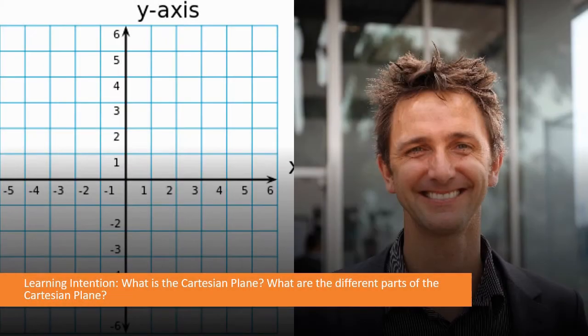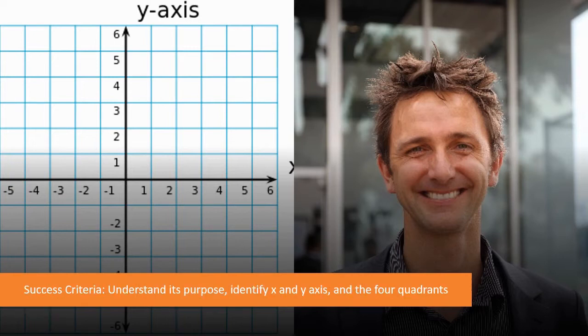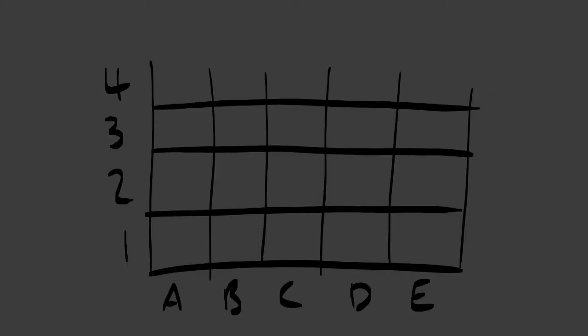Today we are looking at the Cartesian plane. Our learning intention is, what is the Cartesian plane? What are the different parts of the Cartesian plane? And our success criteria is going to be this, that we understand its purpose. What is the purpose of the Cartesian plane? That we can identify the x and the y axis on the Cartesian plane, and we can identify the four quadrants of the Cartesian plane. Okay, let's go.